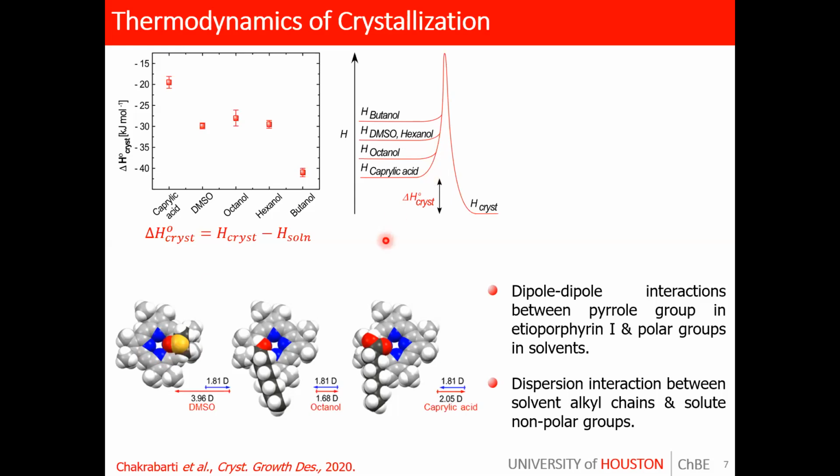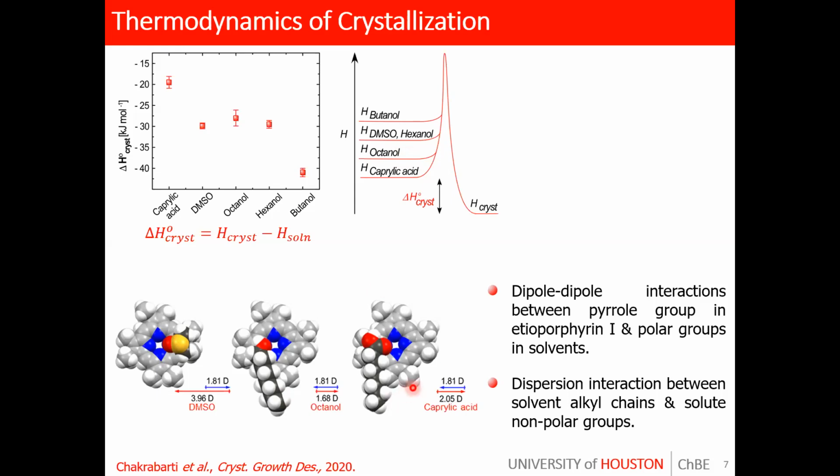If we look into the alcohols, we see a trend that with increasing alkyl chain length from butanol, hexanol, octanol, the solution enthalpy decreases, indicating a stronger interaction. So that is because of the increasing alkyl chain length of the alcohols. With increasing alkyl chain length, the van der Waals interaction between the nonpolar parts of the solvent and the solute increases, and thus we see a lower solution enthalpy for octanol.